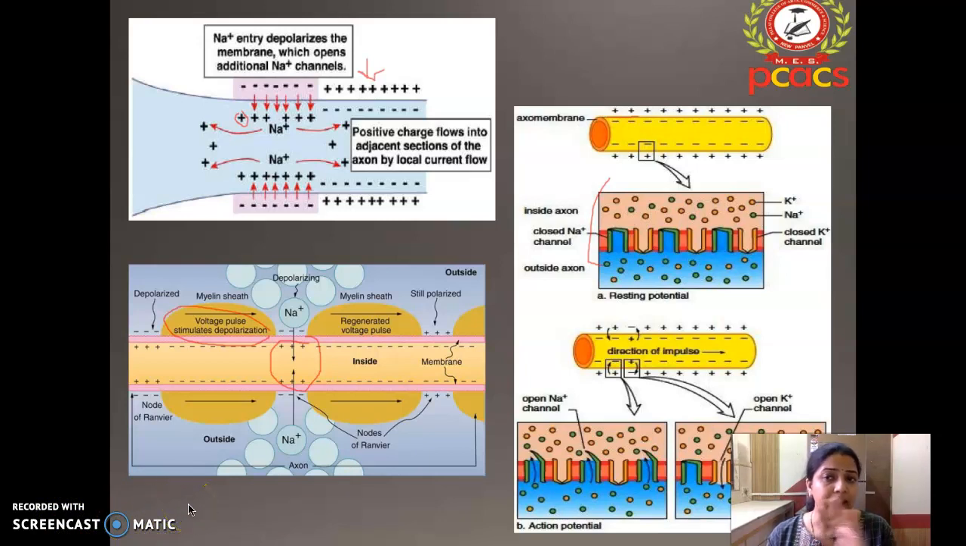This entire action potential, that means the passing of depolarization from the cell body, from the top of the dendrite till the entire length of the neuron, is going to be possible only when the stimulus is very strong. The threshold of the stimulus has to be reached, and only then will this entire process of action potential start. Thank you.